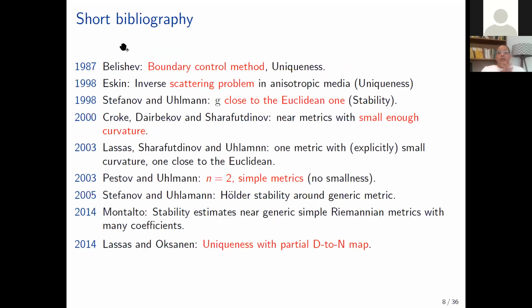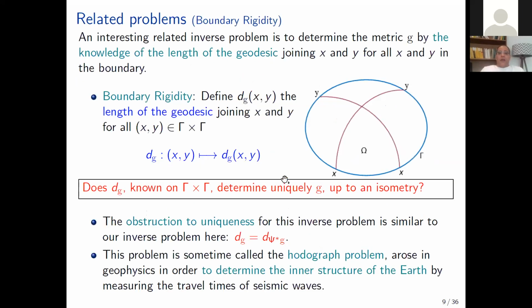Here I will give you a short list of the major contributions on this topic. The first paper for the uniqueness is by Belishev, using the boundary control method. There are many other results. And for the partial Dirichlet-to-Neumann map, we can cite the paper by Lassas and Oksanen, using the boundary control method, but just to prove the uniqueness. An interesting related inverse problem is to determine the metric g from the knowledge of the geodesic distance joining x and y, for any x and y in the boundary, which is called the boundary rigidity problem.